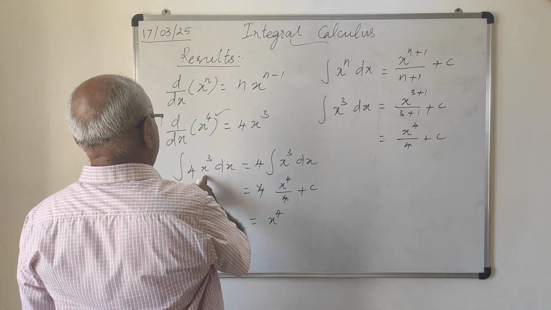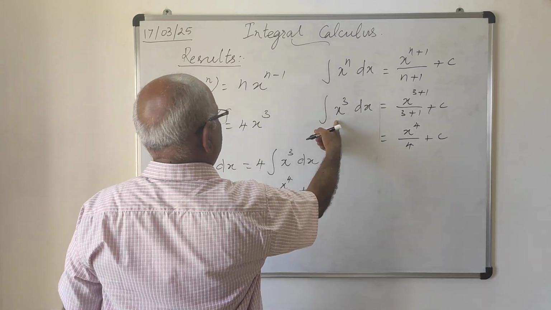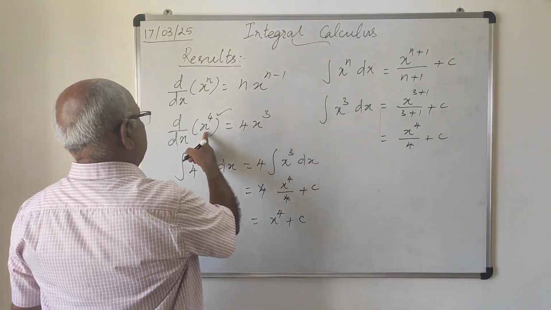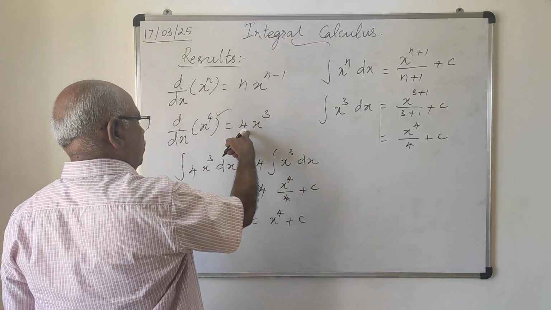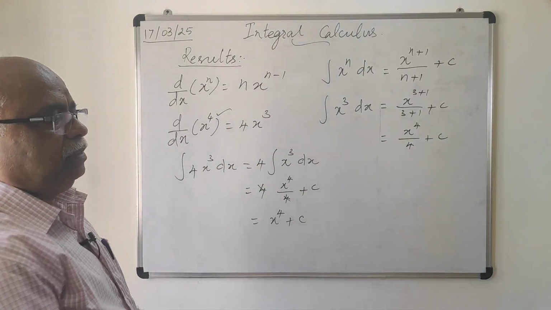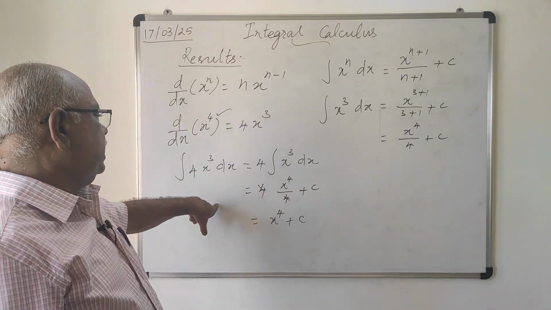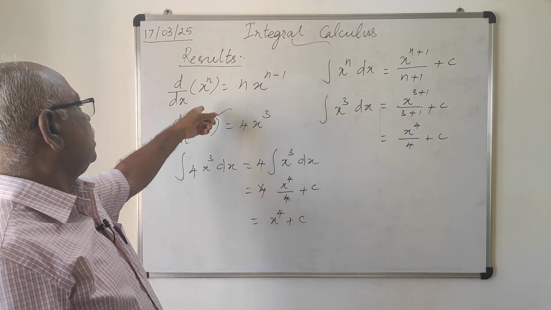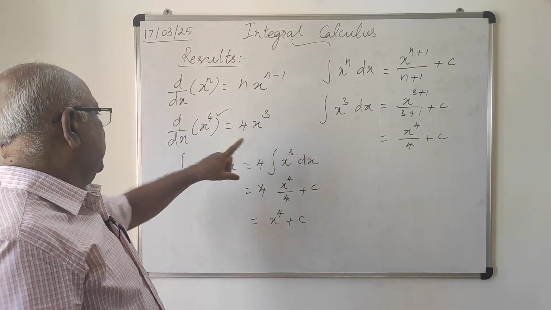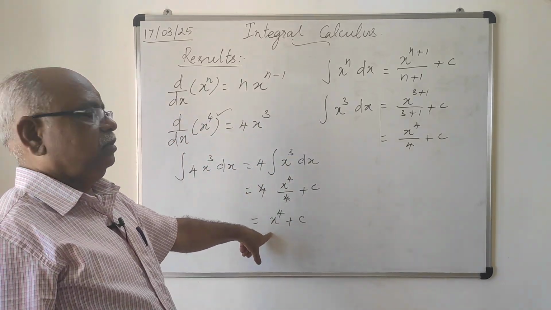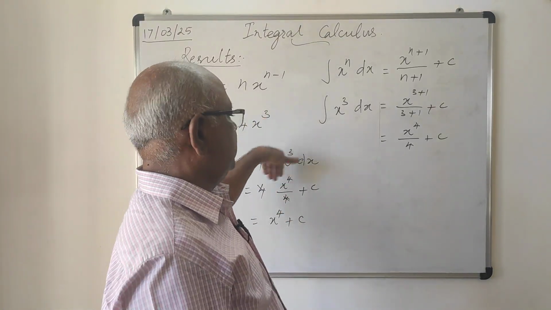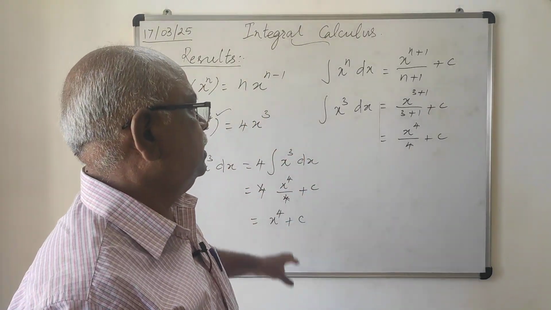See, integral of 4x cube is x power 4 plus the integrating constant. The derivative of x power 4 is 4x cube, and the integral of 4x cube is x power 4. As I told you before, integration is the inverse process of differentiation. This integrating constant exists because this integration is an indefinite integral.